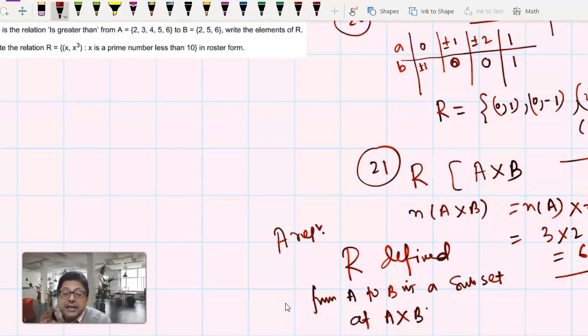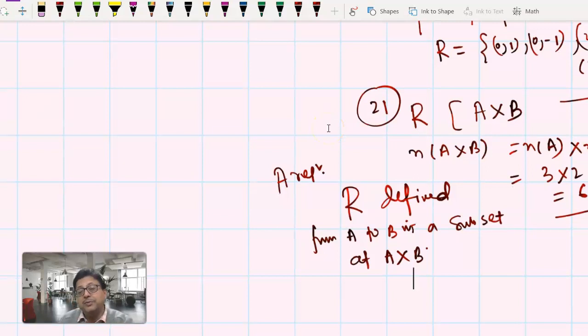And if a set has n elements, number of subsets you know 2 to the power n. Am I correct? If a set has 2 elements, how many subsets are there? This you did before. 2 square, 4. If it contains 3 elements, how many subsets will be there? 2 cube, that is 8. If it contains 6 elements, then how many subsets will be there? And that will be relation.